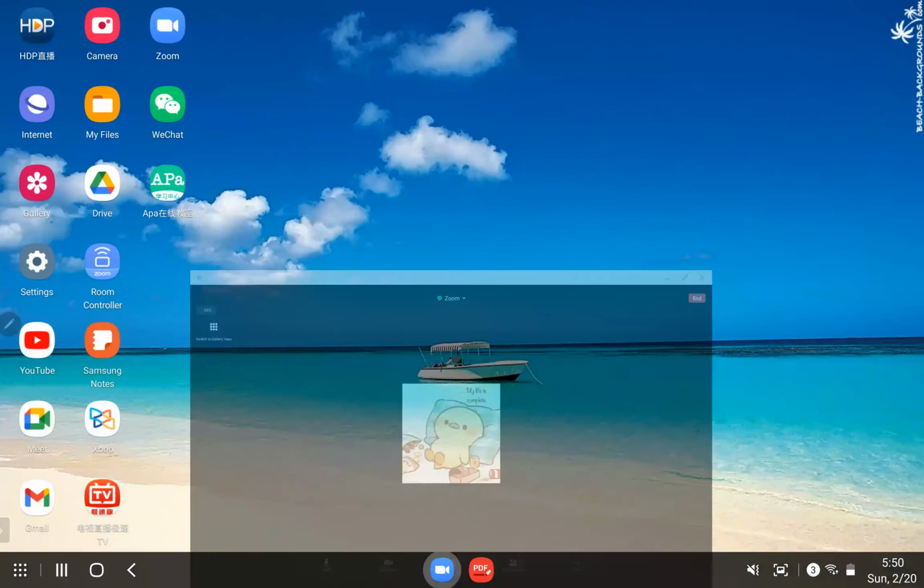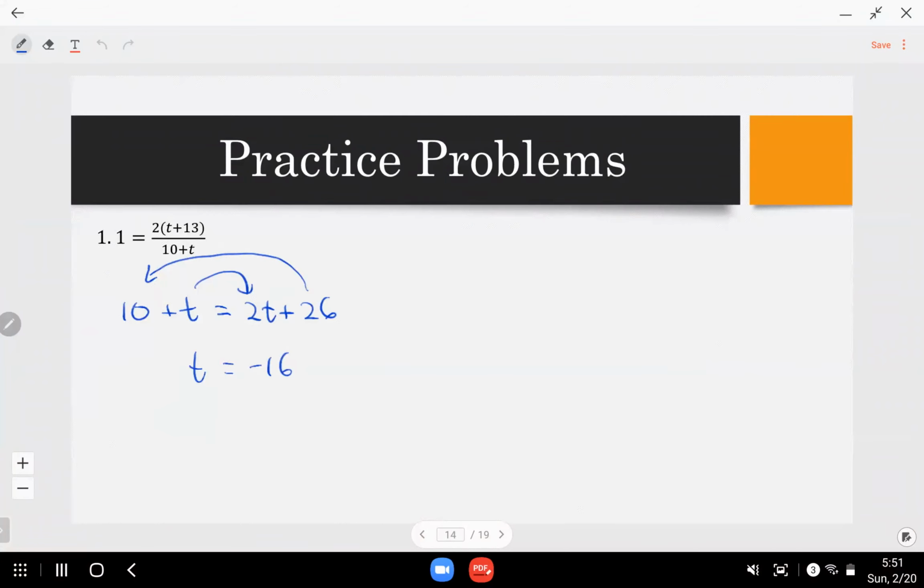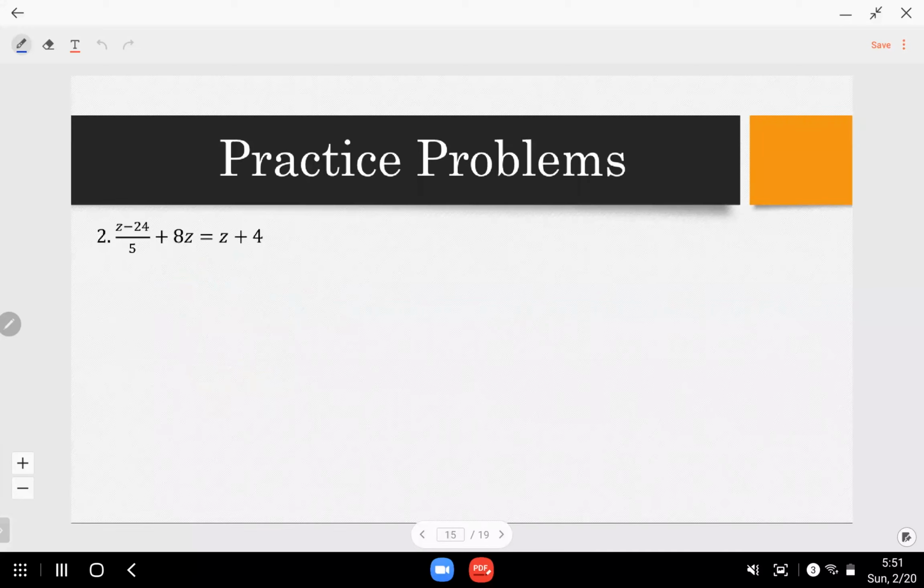All right, let's go back. The correct answer is -16. Let's check it. If you put -16 in here, then -16 plus 13 is -3. So 2 times -3 is -6. And then -6 over -6 is 1. So if you're ever unclear about your answers, just plug it in.